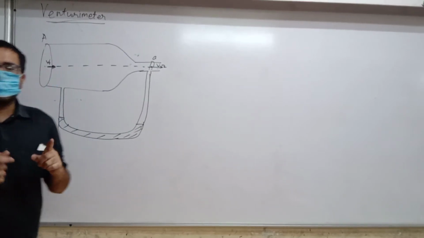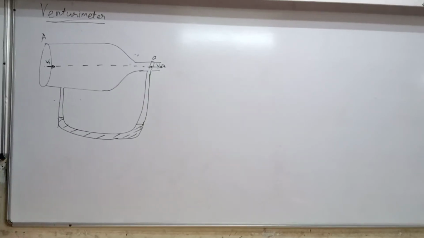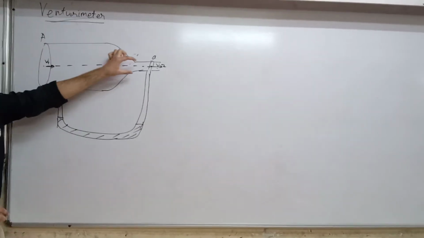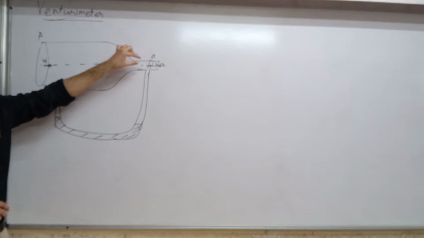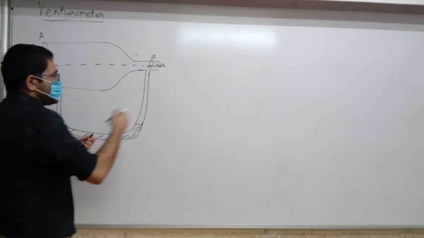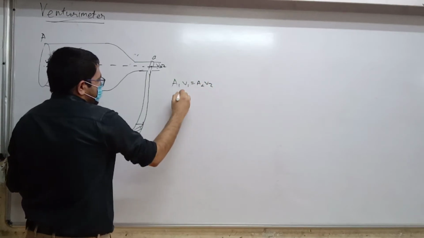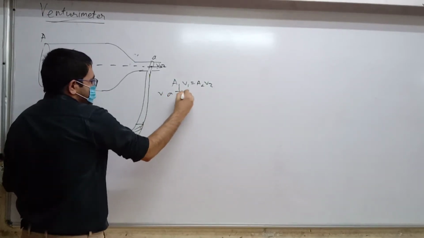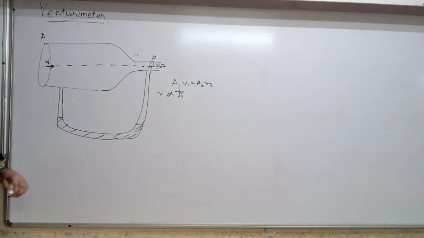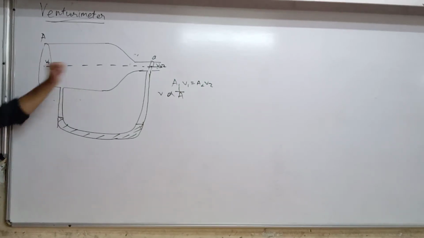Sit down. Equation of continuity. Because here the area is small, the equation of continuity tells you that A1 V1 is A2 V2. So that means area and speed are inversely proportional. Whenever the area is small, the speed of flow will be more. Right, so that's what we have.